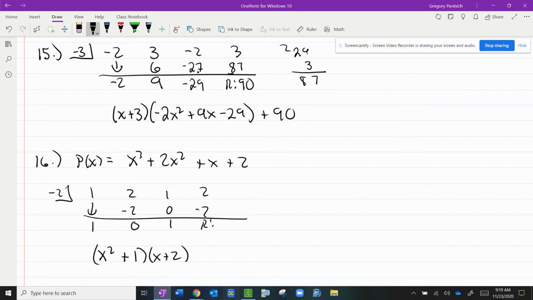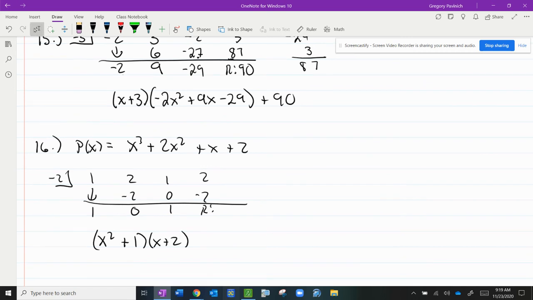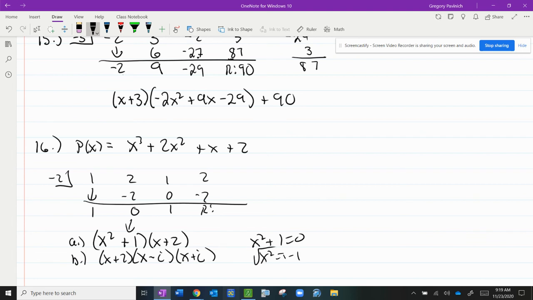And then I guess my second one is to write all the factors out. So this would be x plus 2, and then this one would have given me the over c means over complex, so x minus i, x plus i, right? So 0 to solve it, I would have gotten my complex solutions.